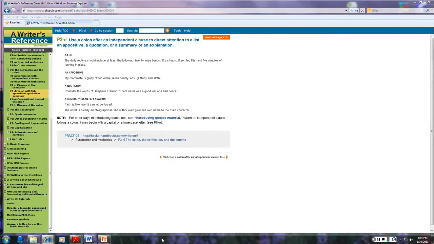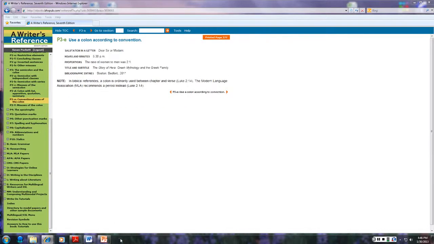Colons draw attention to what follows. You can have a list. You can have an appositive, that is, the second part renames the first. Sometimes we use a comma there, but a colon makes us draw attention to it more clearly. You may use it to precede a quotation. Again, a comma can also be used there, but you are drawing attention to what follows. And then when we have a summary or an explanation, we can choose between a semicolon and a colon, but be aware of the fact that the colon says, pay attention to what follows.